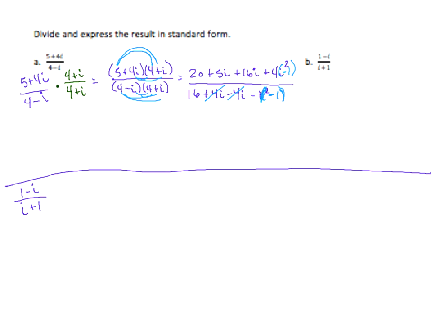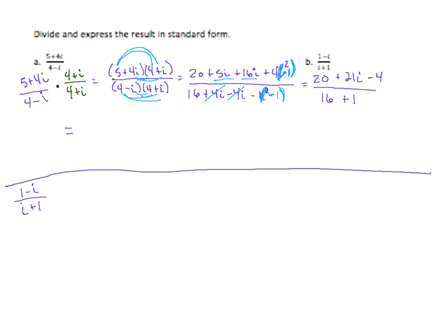I'm trying to make those bold there. And I've got like terms here in the center at the top that I can combine. So here's what my next step looks like. I have 20 plus 21i, and 4 times negative 1 is negative 4. In the denominator, I have 16 plus 1.